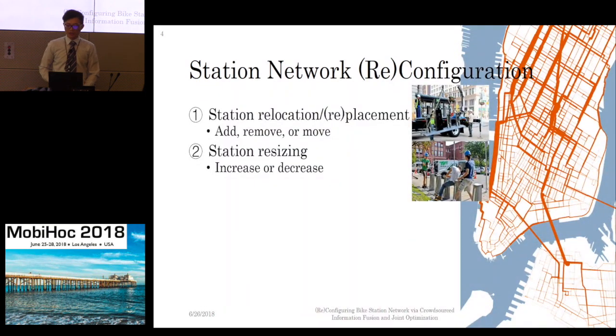Basically, the station network reconfiguration consists of two perspectives. One is the station relocation or replacement, and the other is the station dock resizing. In terms of relocation, we have adding, removing, or moving actions. In terms of dock resizing, one may consider increasing or decreasing the dock size.